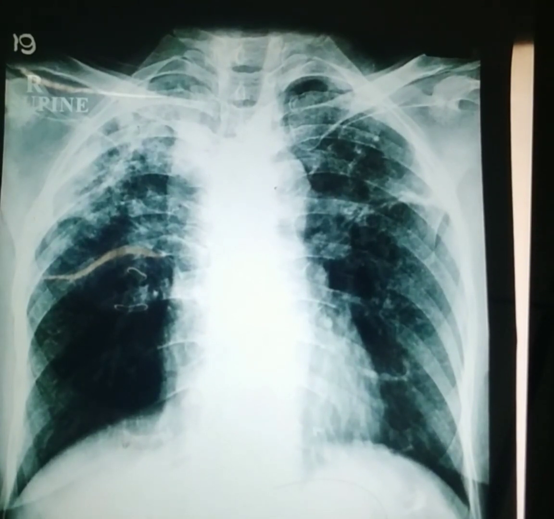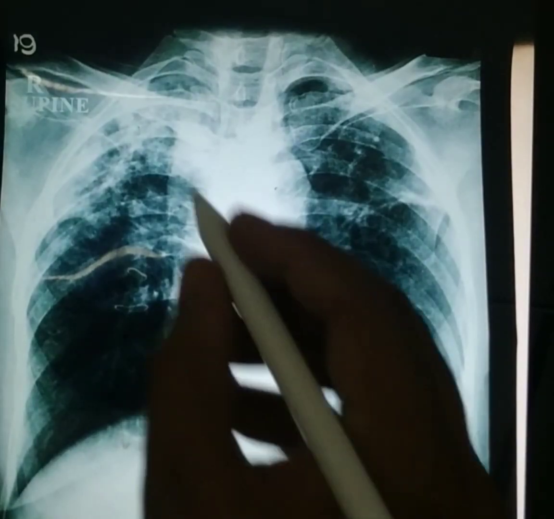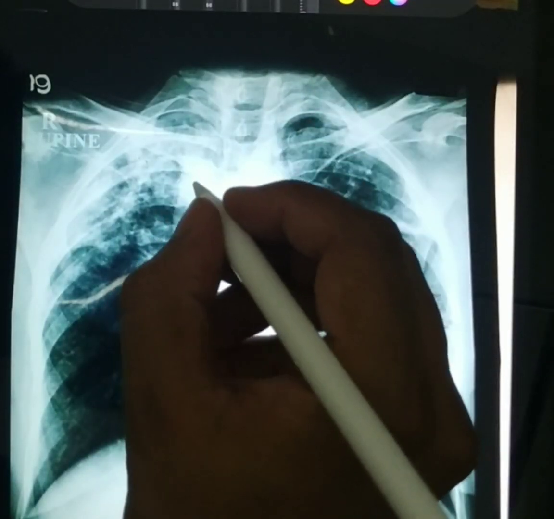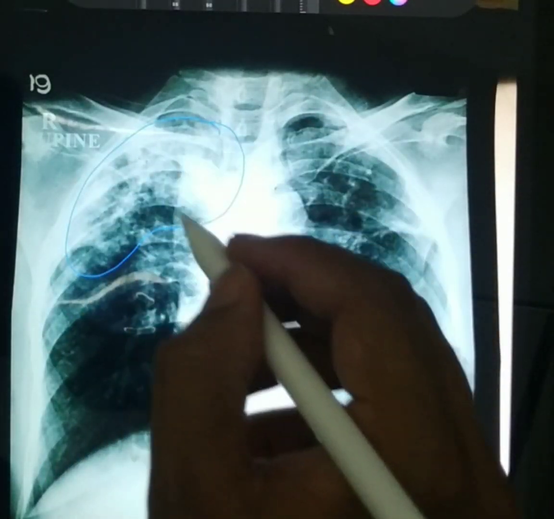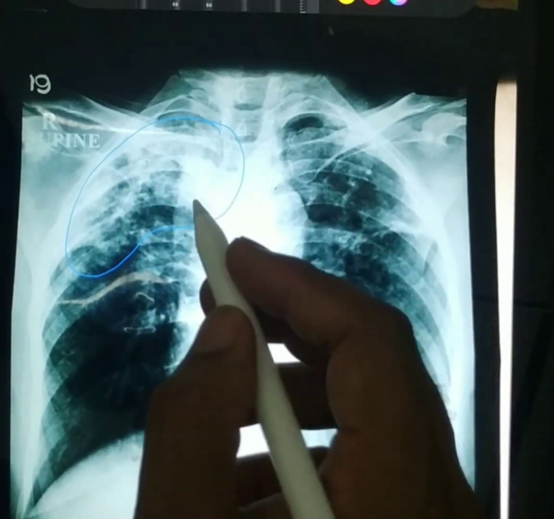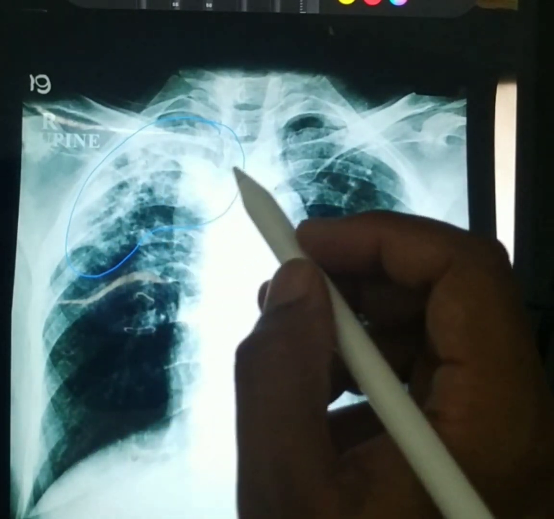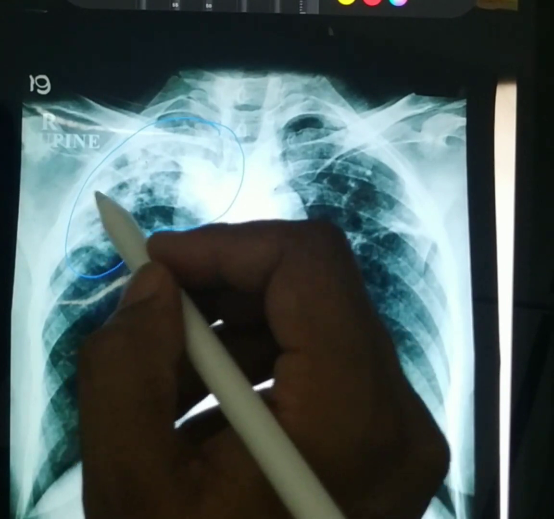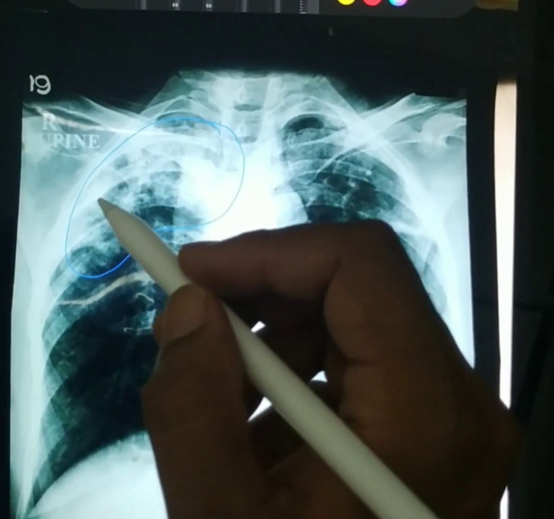Now we will see the X-rays which are typical in tuberculosis. So in this X-ray, you can appreciate the infiltrates in right upper zone. This whole right upper zone. In tuberculosis, mostly upper zones are involved, either right or left. So you can see infiltrates on the right upper zone.